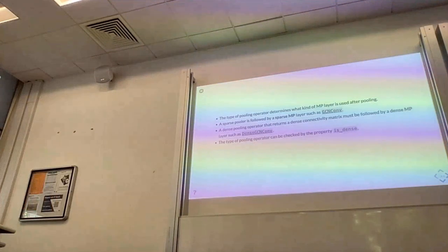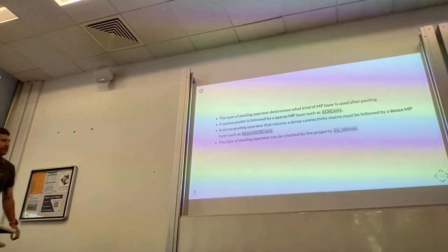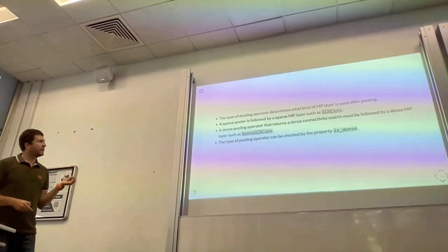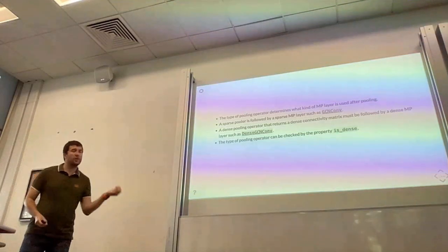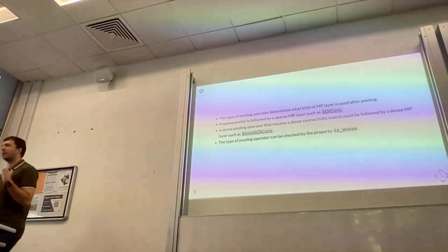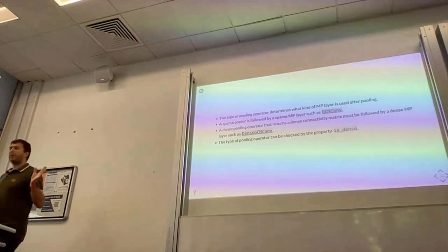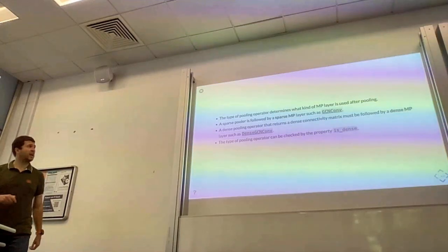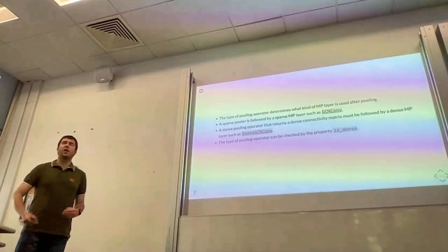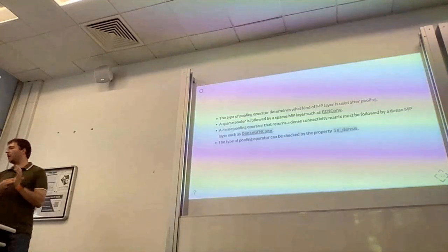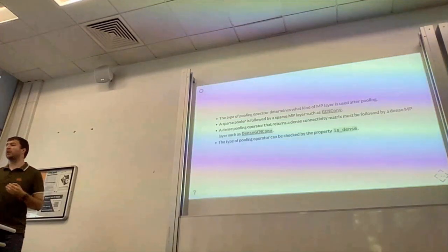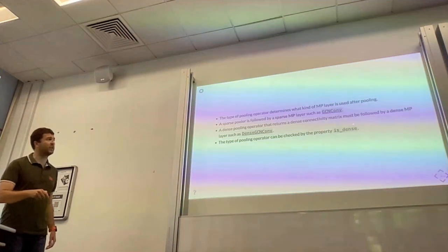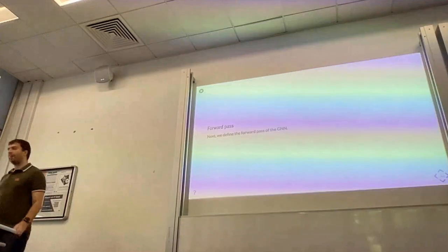Okay. So, as I said, the most important thing here is that the type of pooling operator determines what kind of message passing layer comes afterwards. If the pooler is sparse, we can keep using a sparse message passing layer, such as the standard GCNConv. However, once we use a dense pooling operator, from that point onwards, we have to use dense layers. Okay, and we can check this by looking at this property of the pooling operator.